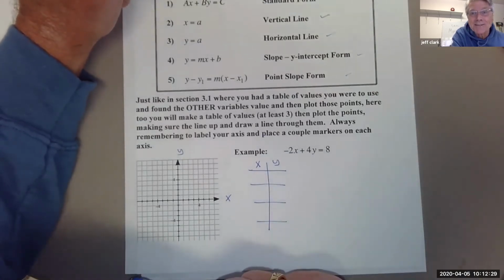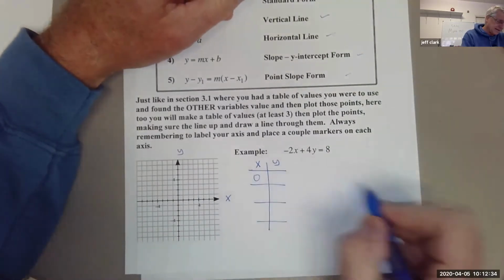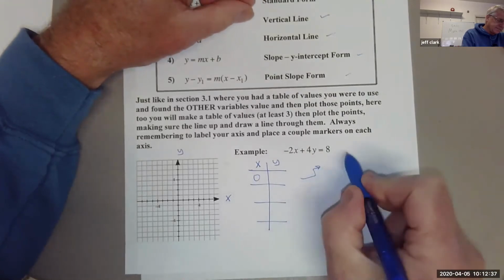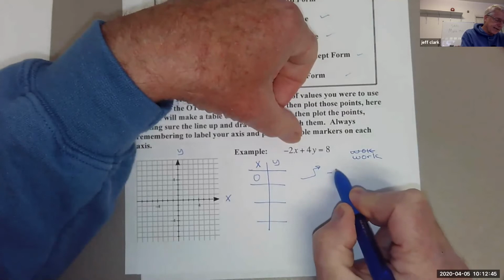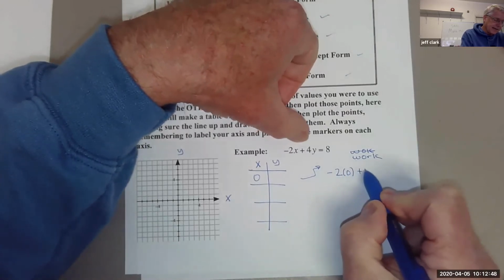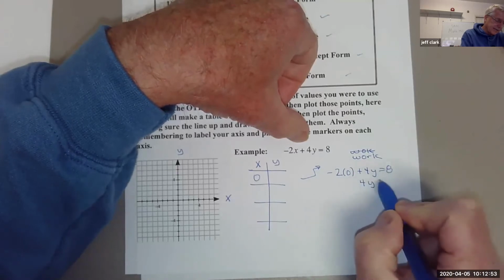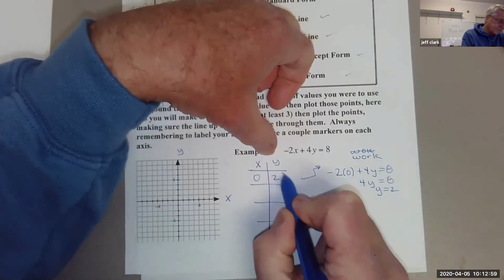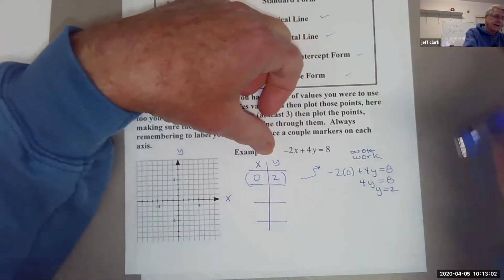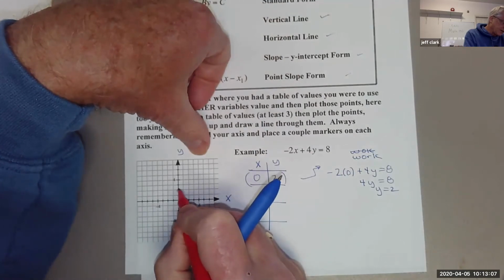That's right, 0. So let's let X be 0. So here's your work. X is 0, so it's -2 times 0, and 4 times something is equal to 8. That's 0. So it looks like 4 times 2. Sure, 4 times 2. Now if I plotted that over here, 0, 2 should be right there.